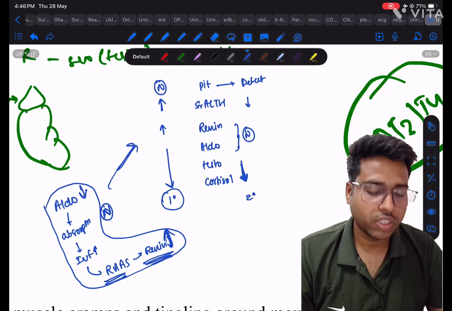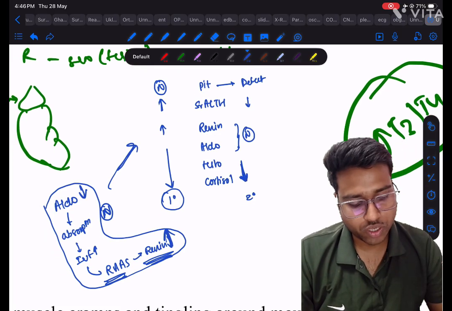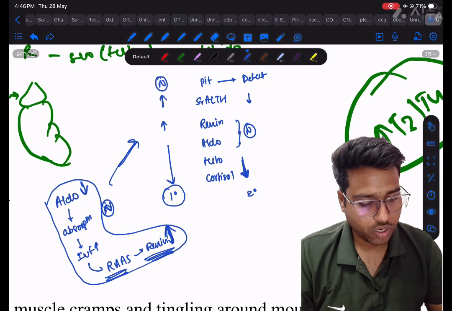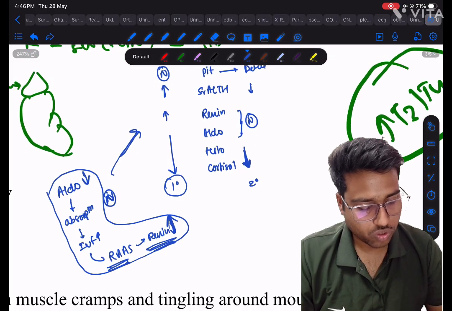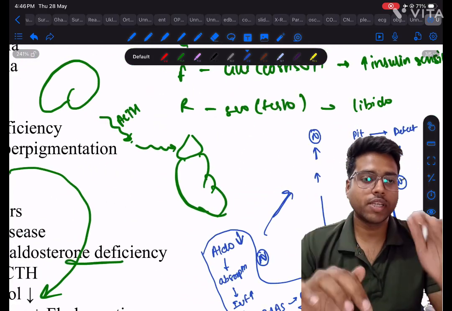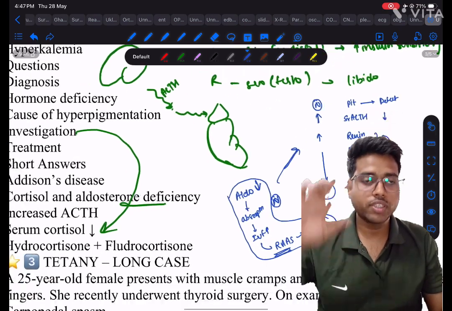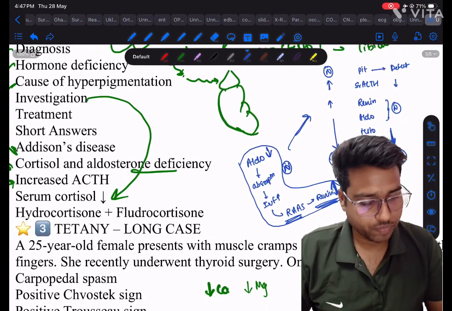इफ देयर इज अ डिफेक्ट इन द पिट्यूटरी तो ACTH लो होगा. ACTH लो होगा तो रेनिन और aldosterone वैसे भी नॉर्मल रहने वाला है और टेस्टोस्टेरोन और कॉर्टिसोल लो होगा, क्योंकि रेनिन और एल्डोस्टेरोन आपस में खेलते रहते हैं. ठीक है, और टेस्टोस्टेरोन कॉर्टिसोल ये ब्रेन से स्टिमुलेट होकर आता है.